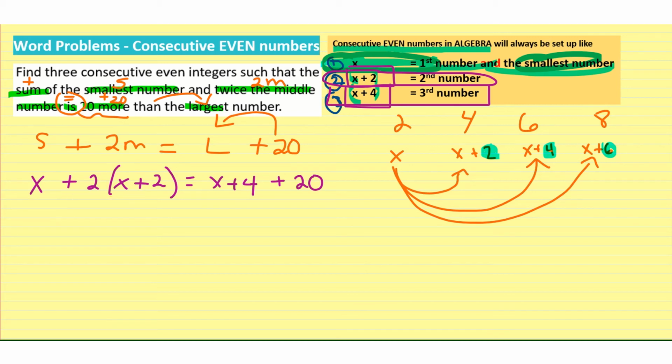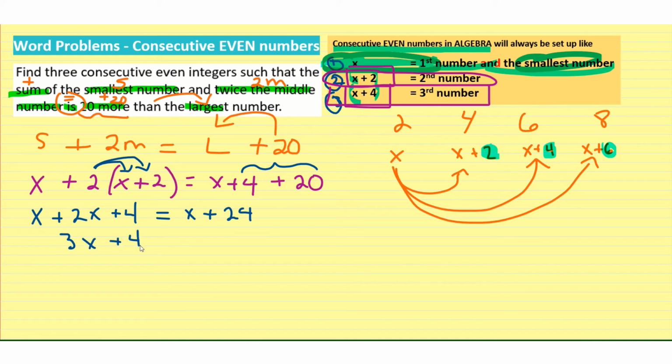Let's start combining our like terms. We've got x. I can distribute this 2 into the parentheses to eliminate them, so that's plus 2x plus 4, and that's equal to x. Let's combine the 4 and the 20 because those are both constants, like terms. That gives 24. I've got an x plus a 2x, so let's change that to 3x plus 4 equals x plus 24.